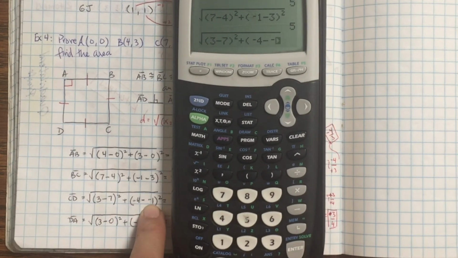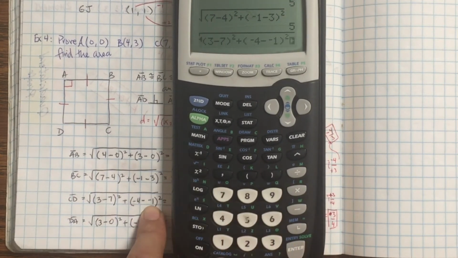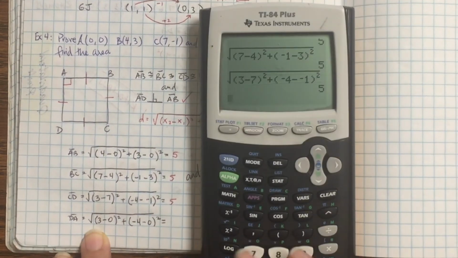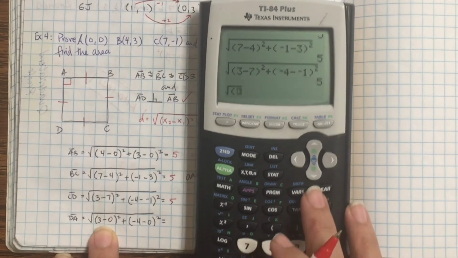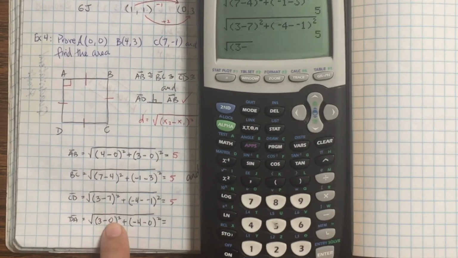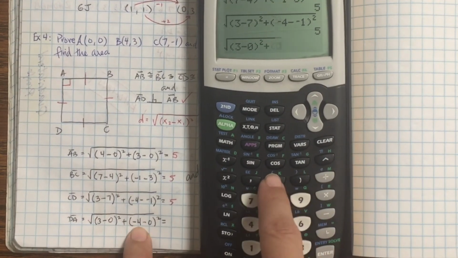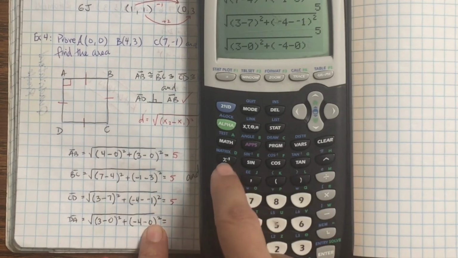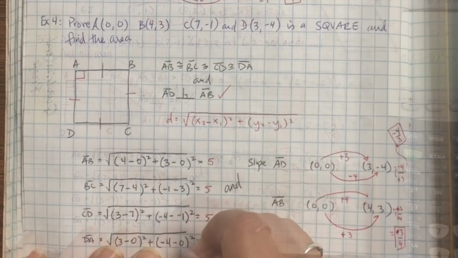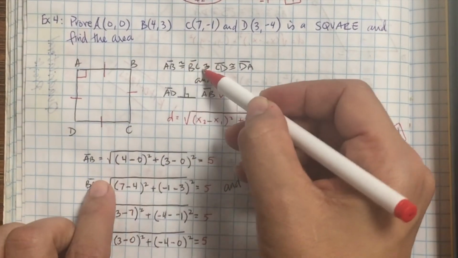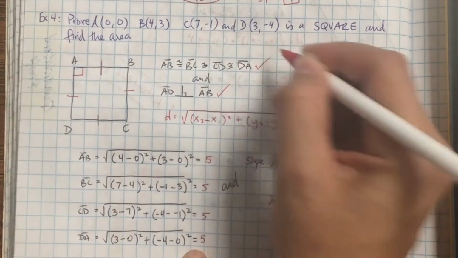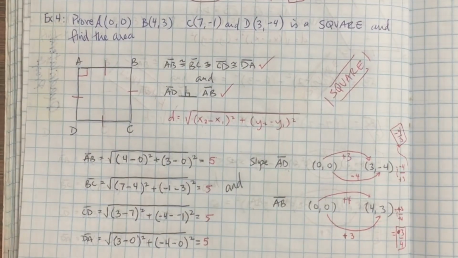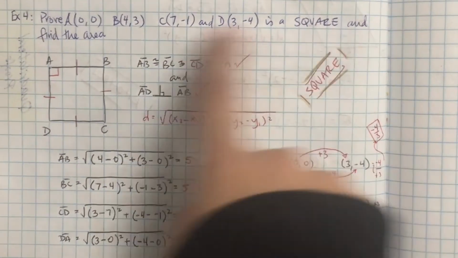Just remember the negative is next to the decimal. The listening check, go ahead and circle all the answers with the distances, all the 5s. Last one, open parenthesis, 3 minus 0, close parenthesis, squared, plus open parenthesis, negative 4, minus 0, close parenthesis, squared. Matches up, enter. 5. All right, so all of the sides of this square are 5, and it's perpendicular, therefore it's a square. If you only proved all the sides are equal, then it could be a rhombus.